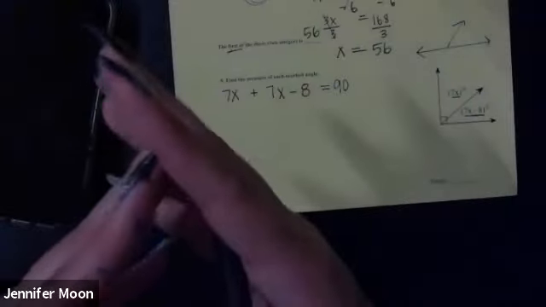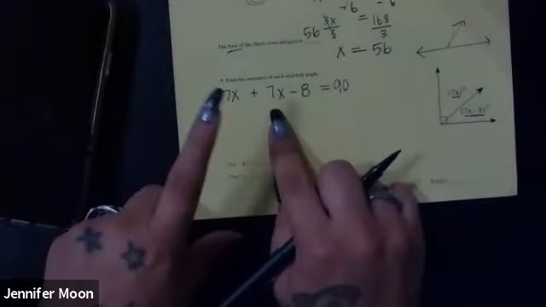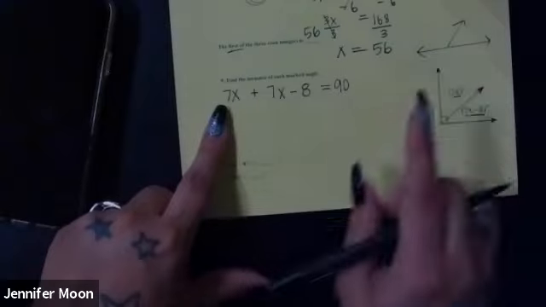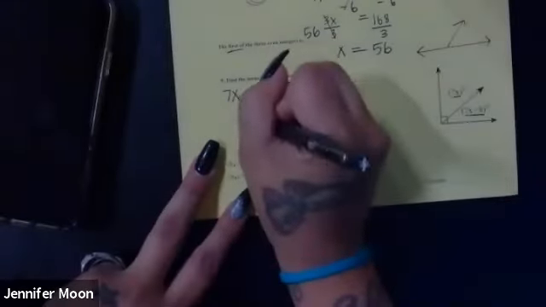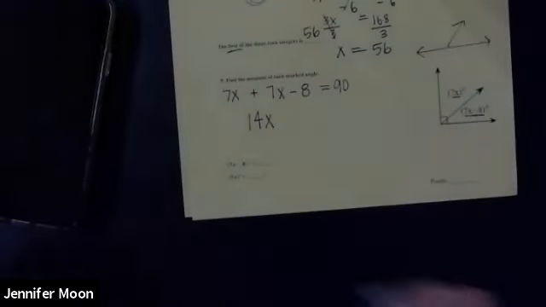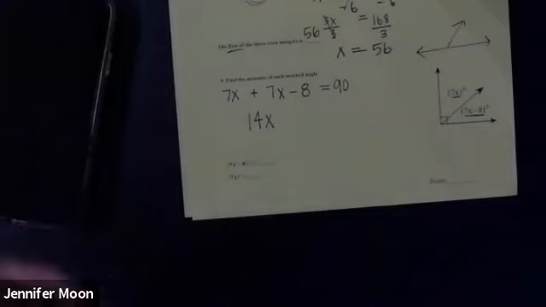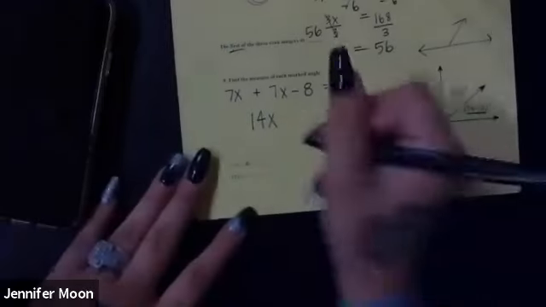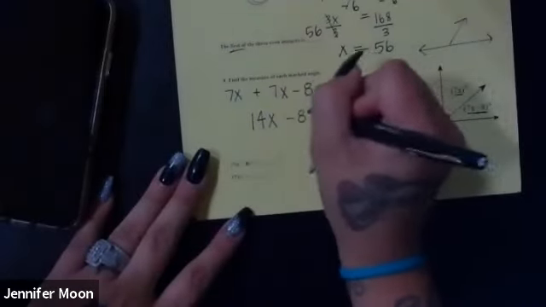Awesome. My x's are on the same side. I don't really have to move anything. I can just combine them, right? So plus 7x plus 7x. Well, 7 plus 7 is 14, right? And then we keep the variable, keep the exponent. I can do that because they're exactly alike. And then what do I have? Minus 8 equals 90.